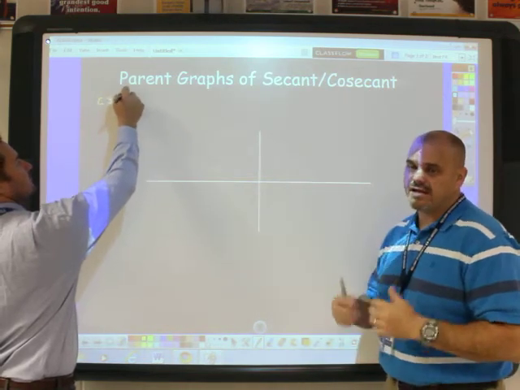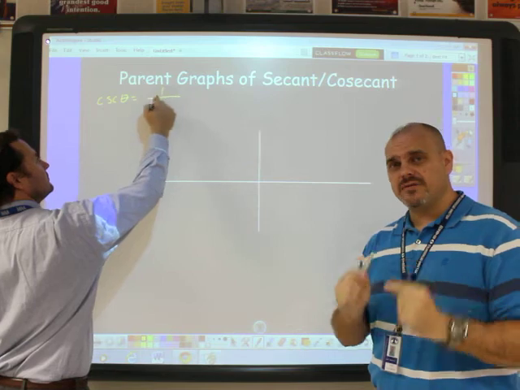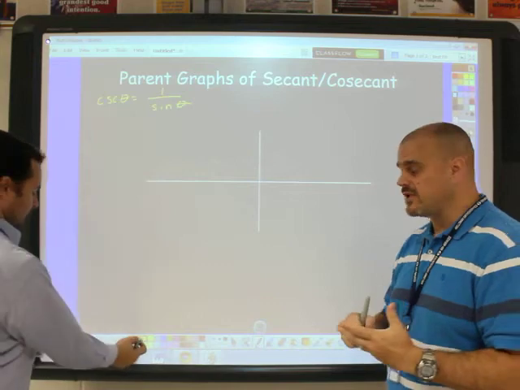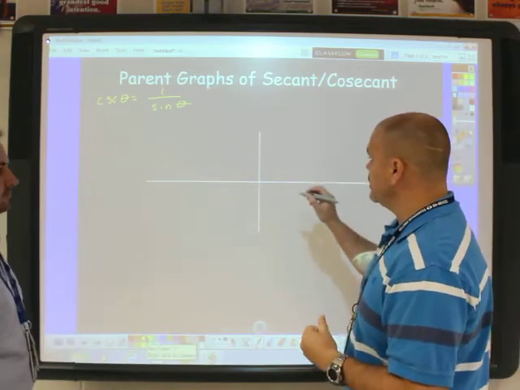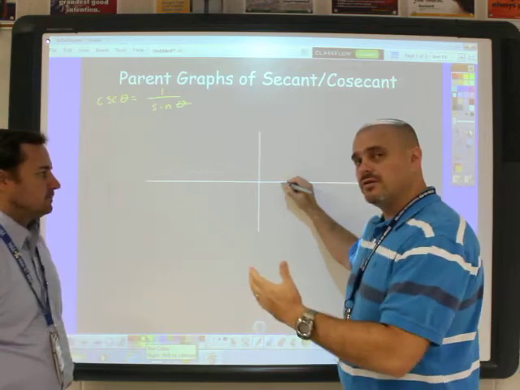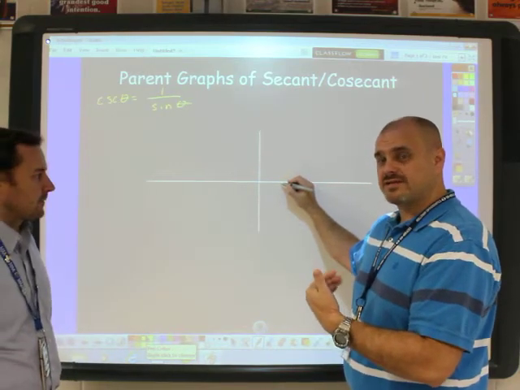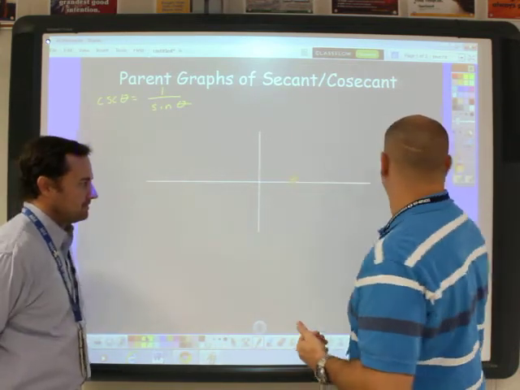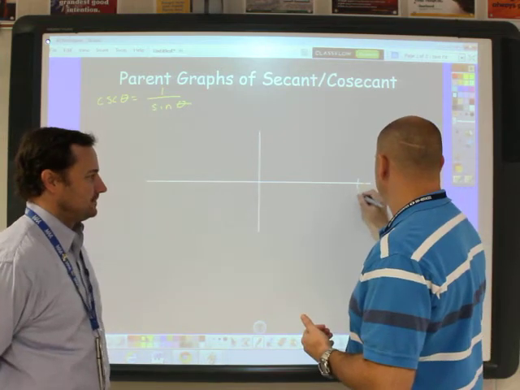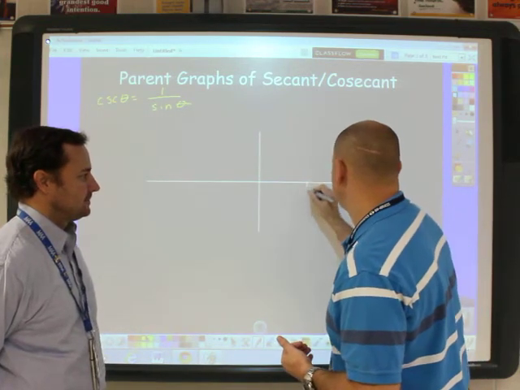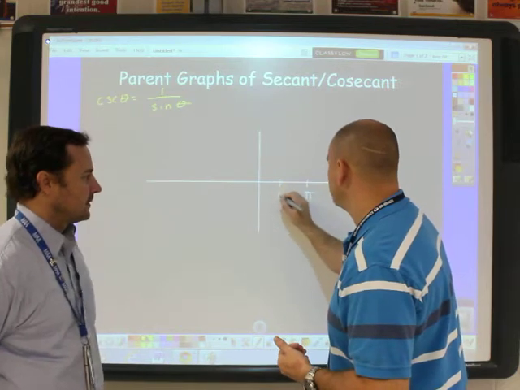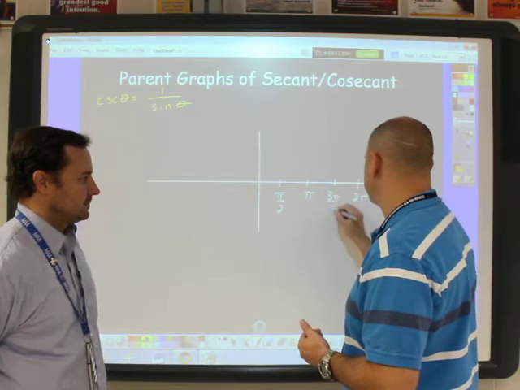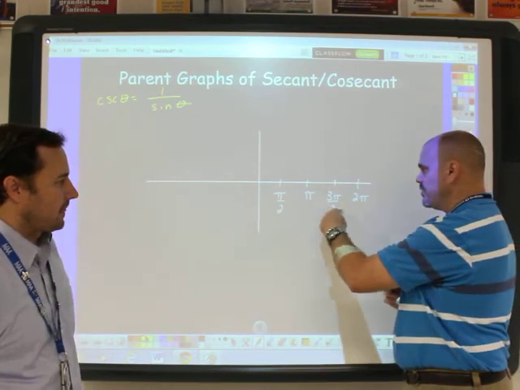So the best way that I've always taught my students to graph cosecant is to first graph it as if it were sine. Let's talk about what that would look like. With sine, we scaled our x-axis by pi over 2s. I'm going to go to the end and call that 2 pi, split that in half and call it pi, then halfway again, pi over 2. I know this isn't the best way to do it, but you get a pretty decent drawing that way. So pi over 2, pi, 3 pi over 2, 2 pi.